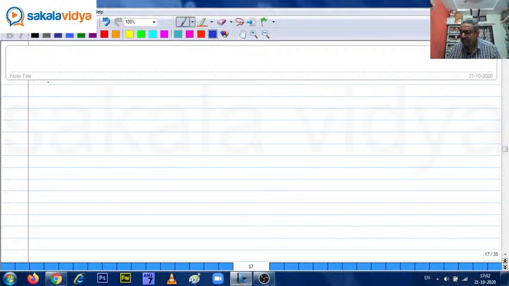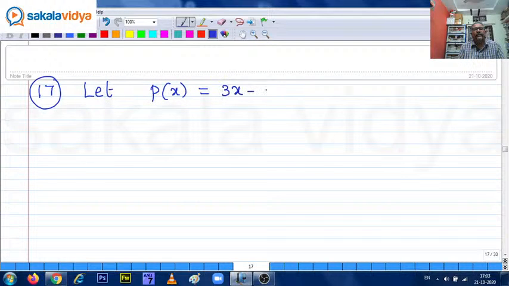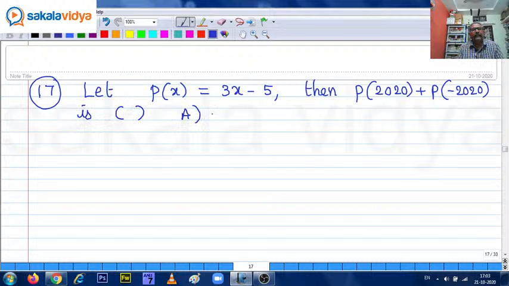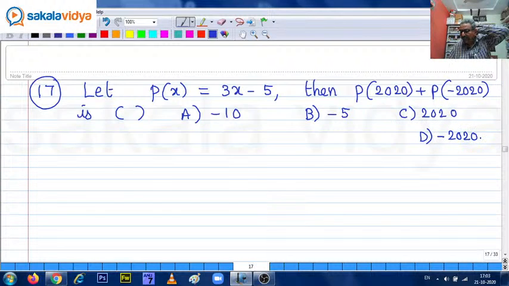Okay, 17th question. Let p of x equals to 3x minus 5. Then p of 2020 plus p of minus 2020 is: option A minus 10, option B minus 5, option C 2020, option D minus 2020. So what is the answer?